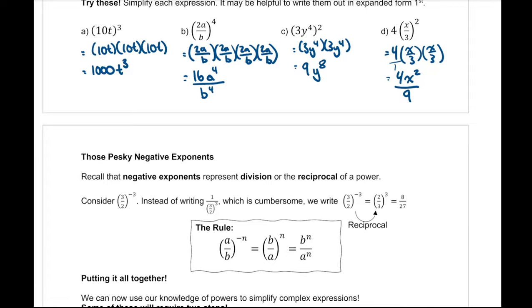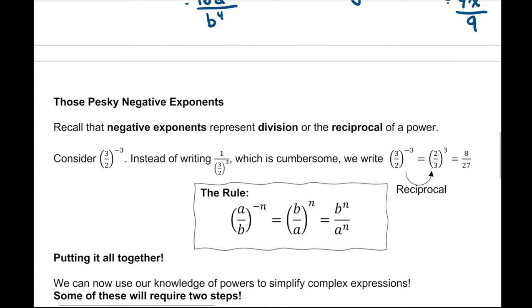Now, when dealing with negative exponents, we've dealt with them before, and when we recall, negative exponents represent division or the reciprocal of a power. So basically that just meant that we flipped it. We flipped our exponent or our base. So let's consider the fraction 3 halves, or 3 over 2, all to the power of negative 3.